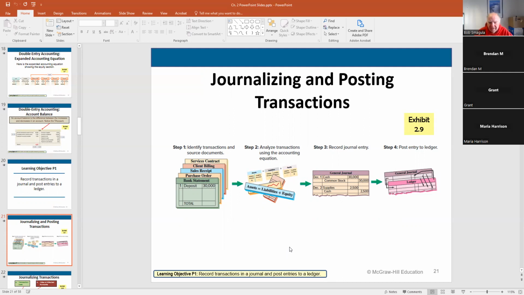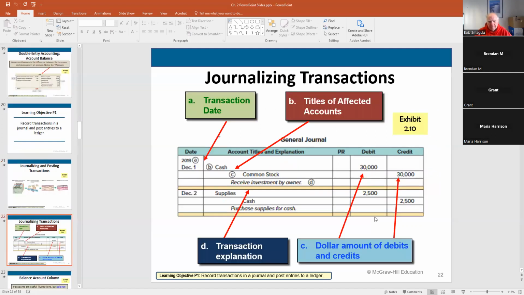Identify transactions, analyze the transaction, record it, and the vehicle we use to record it into the ledger is called a journal entry. And then once we've written up our journal entries, we hit a button called post on the computer, and it goes into the general ledger, the books of record. So let's see what a journal entry looks like.